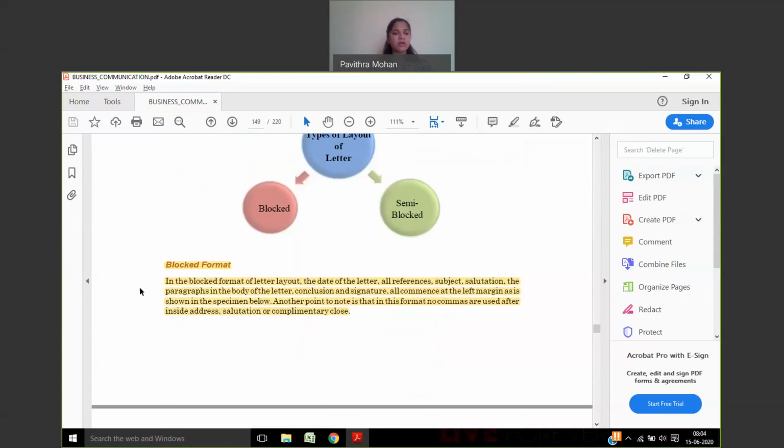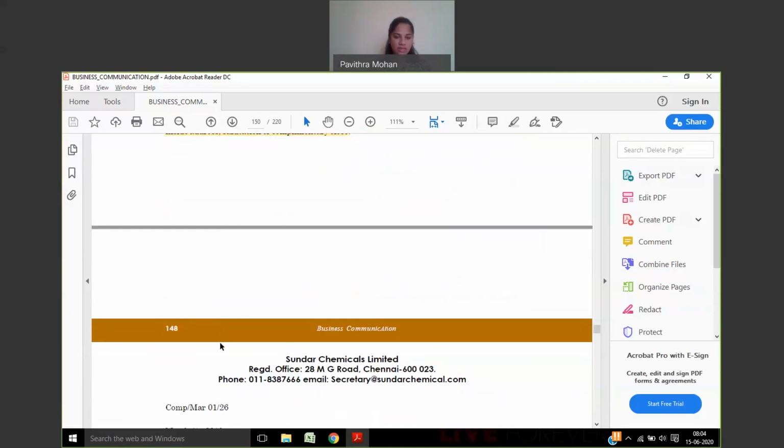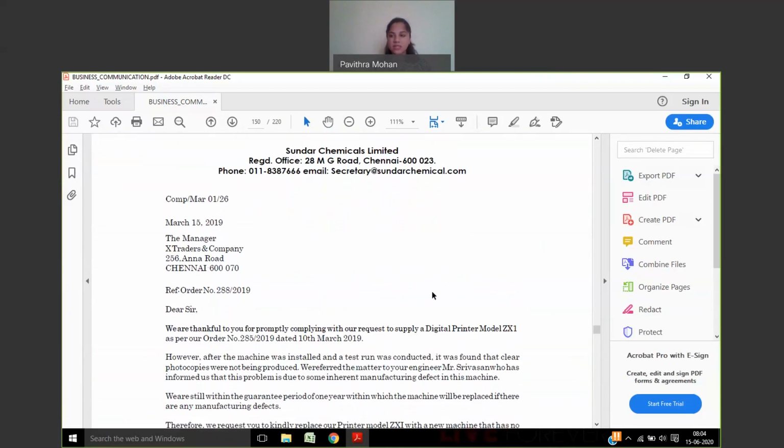So what happens in a block layout? In the block format of letter layout, the date of the letter, all references, subjects, salutations, the paragraphs in the body of the letter, conclusion and signature all commence at the left margin, as shown in the specimen below. Another point to note is that in this format, no commas are used after the inside address, salutation, and complimentary close. This is called the block format. We have just taken one example and will explain this.